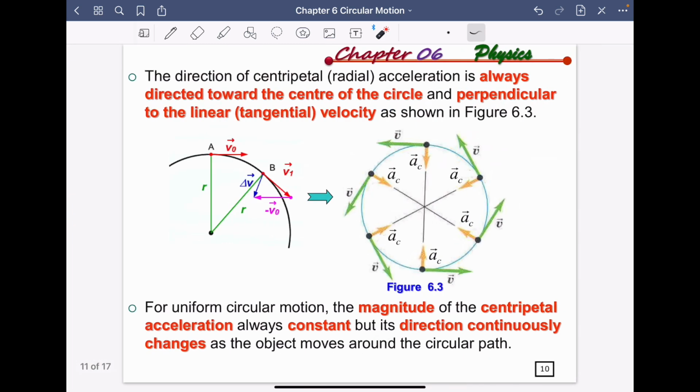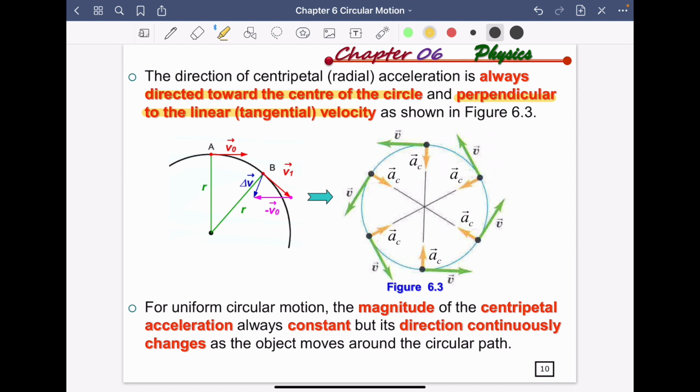Okay, so the direction of the centripetal or radial acceleration is always directed toward the center of the circle and perpendicular to the linear tangential velocity. Point yang pertama tadi kita dah belajar, dia always directed toward the center of the circle. Okay, next point adalah dia mesti perpendicular to the linear or tangential velocity.